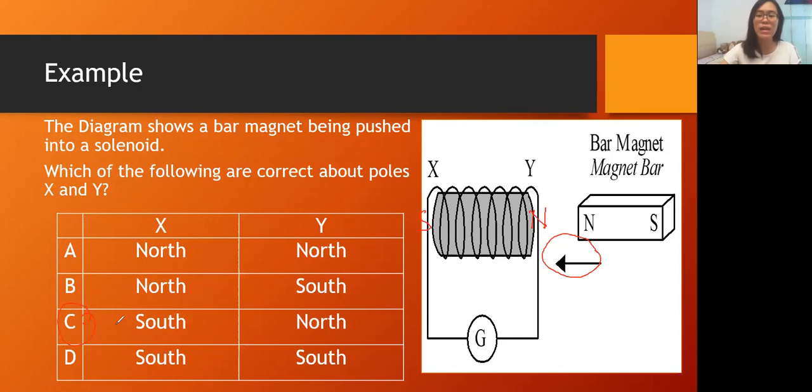Okay, very good. So most of you can understand well about Lenz's law already. We have learned about the electromagnetic induction in the wire and also in the solenoid. Okay, so next.